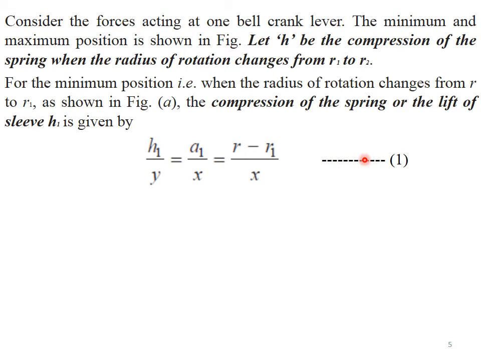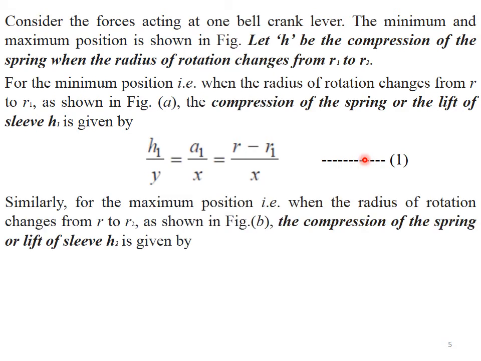Similarly, for maximum position, when the radius of rotation changes from R to R2, that is from mid position to maximum position, the compression of the spring or the lift of the sleeve, how can we write? It is H2 by y is equal to A2 by x. How can we write A2 in terms of R? A2 is R2 minus R divided by x. This is your equation number 2.